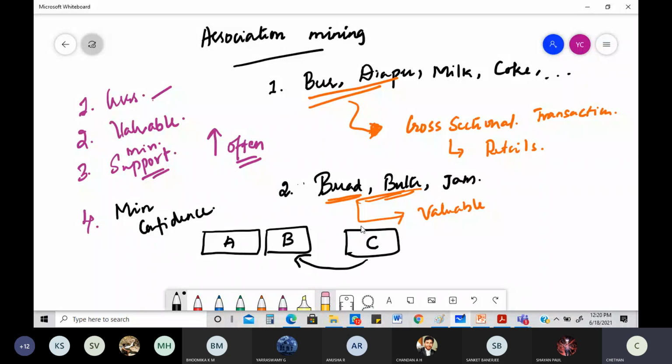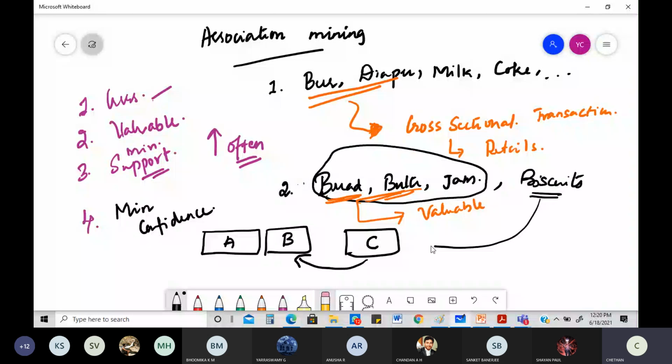If there is bread, butter, jam, what is a good probability that people who are buying some other item, maybe biscuits, since they are buying bread, butter, jam every time, will even buy biscuits along with these things? That is with regard to all the confidence levels which you think of.